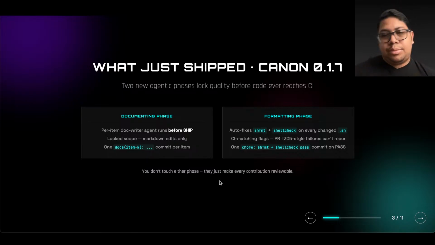And at that point, we have some improvements also on the testing side. One of the last phases is testing.